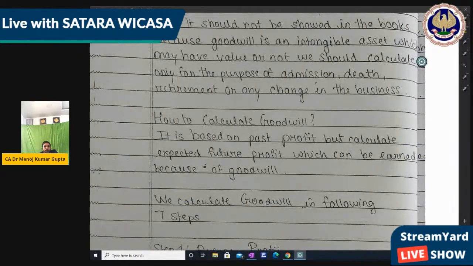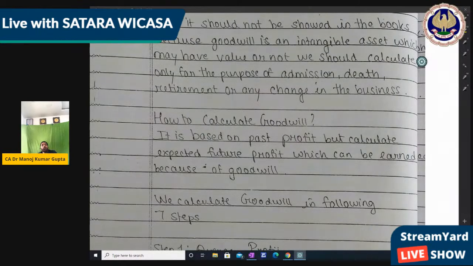Now how to calculate goodwill? It is based on the past profit, but we calculate the expected future profit which can be earned because of goodwill. It is based on past profit, but we calculate on the basis of expected future profit, because of which we are paying for the goodwill. We earn extra in future, that's why we are paying for the goodwill.